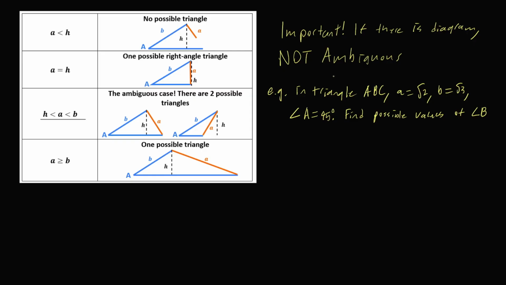So let's try an ambiguous case triangle problem. In triangle ABC, a is equal to square root of 2 and b is equal to square root of 3. And the angle A is equal to 45 degrees. Find the possible values of angle B.